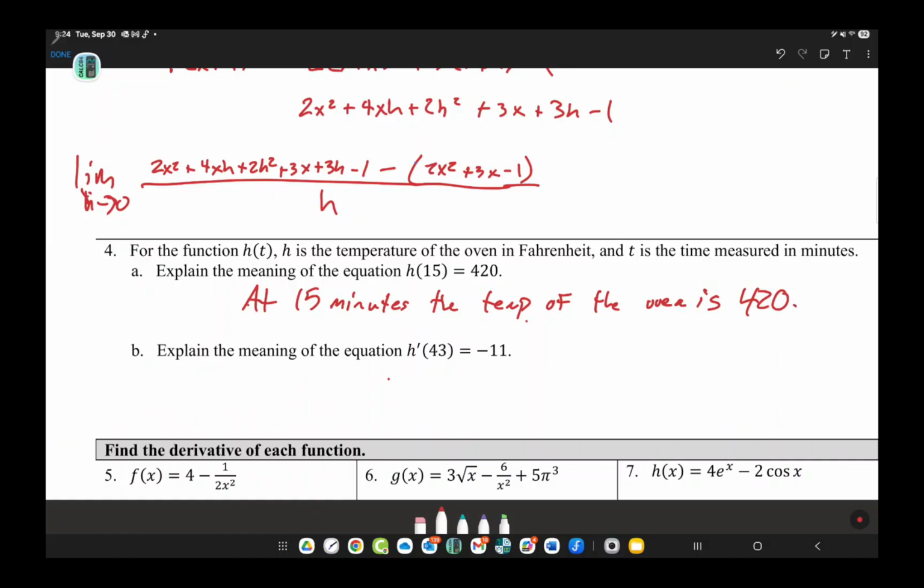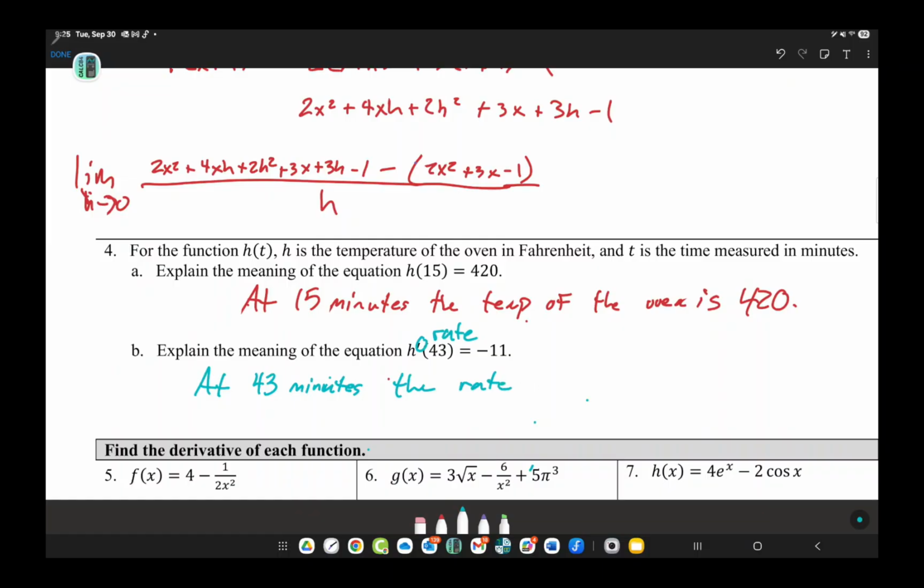All right. That's for just a regular function. But if you see the prime symbol here, that is a derivative, which means this is a rate. So I should see the word rate in there. So at 43 minutes, spelled correctly, the rate.